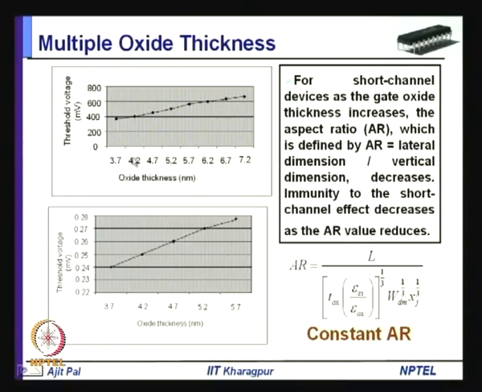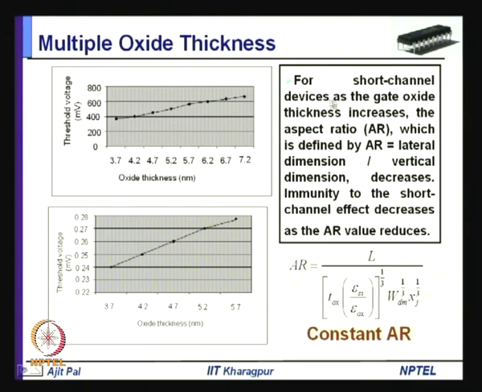As you reduce the oxide thickness, you require a lower threshold voltage. There are two curves shown in this diagram. One is with constant aspect ratio, and this top one is without maintaining constant aspect ratio.